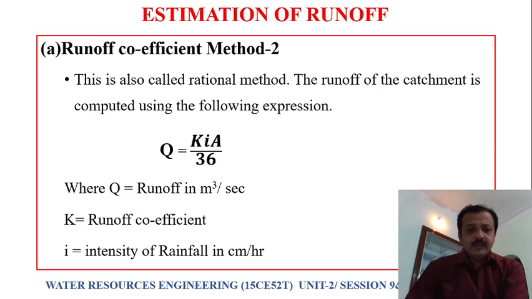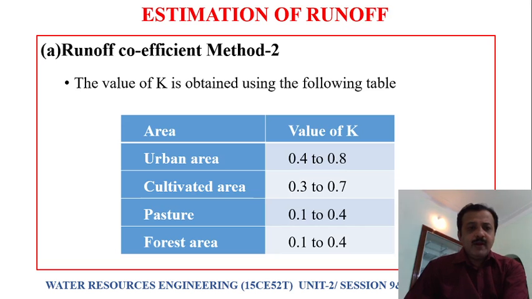Intensity is taken in centimeter per hour, that is I. Then A is the area of the catchment, which is taken in hectares. And the value of K is obtained using the following table. For urban area 0.4 to 0.8, for cultivated area 0.2 to 0.7, pasture 0.1 to 0.4, and forest area 0.1 to 0.4. These are the values of K to be taken for different conditions.